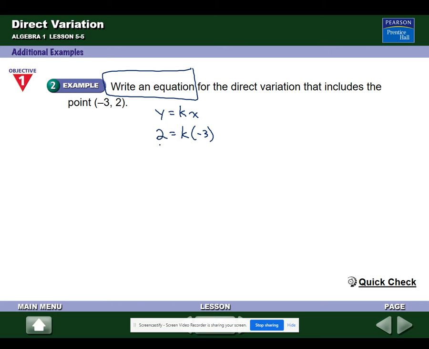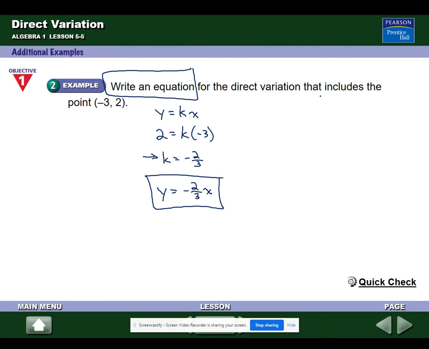So if I divided both sides by -3, now you've got 2 divided by -3, which is the fraction -2/3. The k value is -2/3. Then you can rewrite the equation that is y equals -2/3 x. This is worth the points. Sometimes I'll put this as an answer blank too. Right? Maybe make that worth 2 points. Let's just do this again.